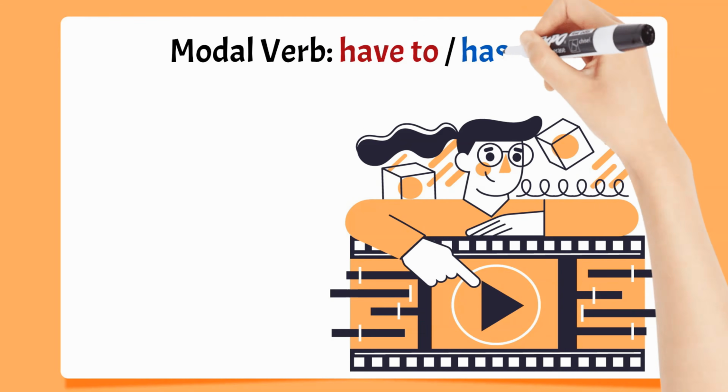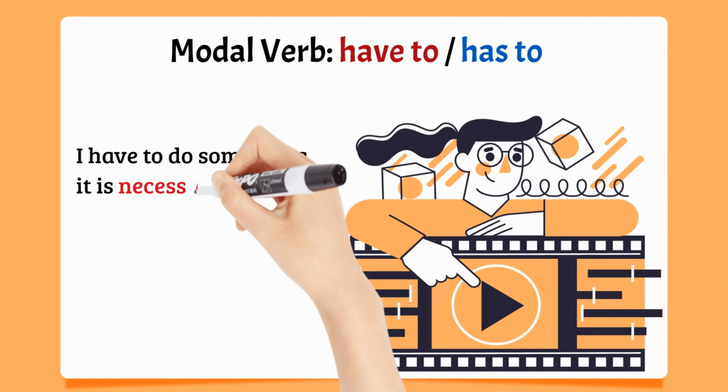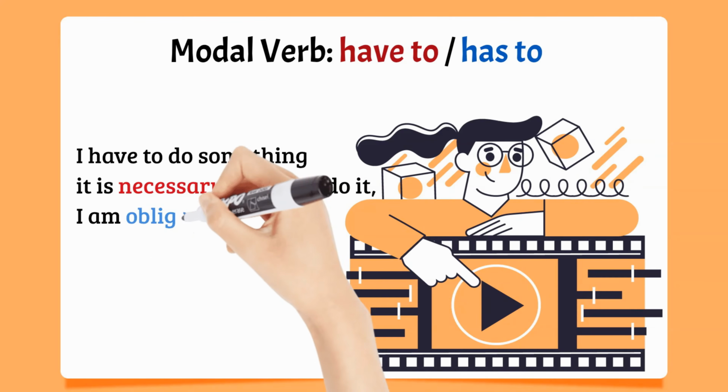Modal verb, have to and has to. I have to do something, it is necessary for me to do it, I am obliged to do it.